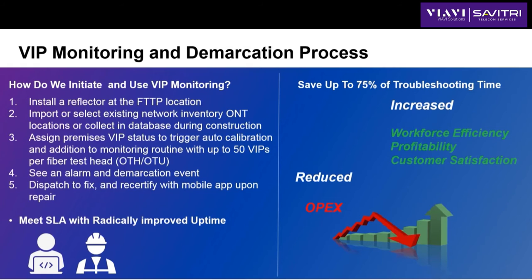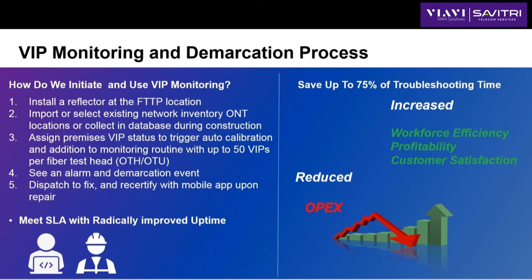Then we're going to assign premises as VIP status to trigger an auto calibration by the fiber test head. And it will also add it to a monitoring routine. And we can use that for up to 50 VIP customers per optical test head or optical test unit. And our optical test units scale up to over 4,000 ports. So you can effectively use it by having a section dedicated to monitoring, and then we can still do activation testing on demand with the remaining fiber ports on the test head, or construction testing, so that we have multiple uses, because we know that we don't build our network all at one time.